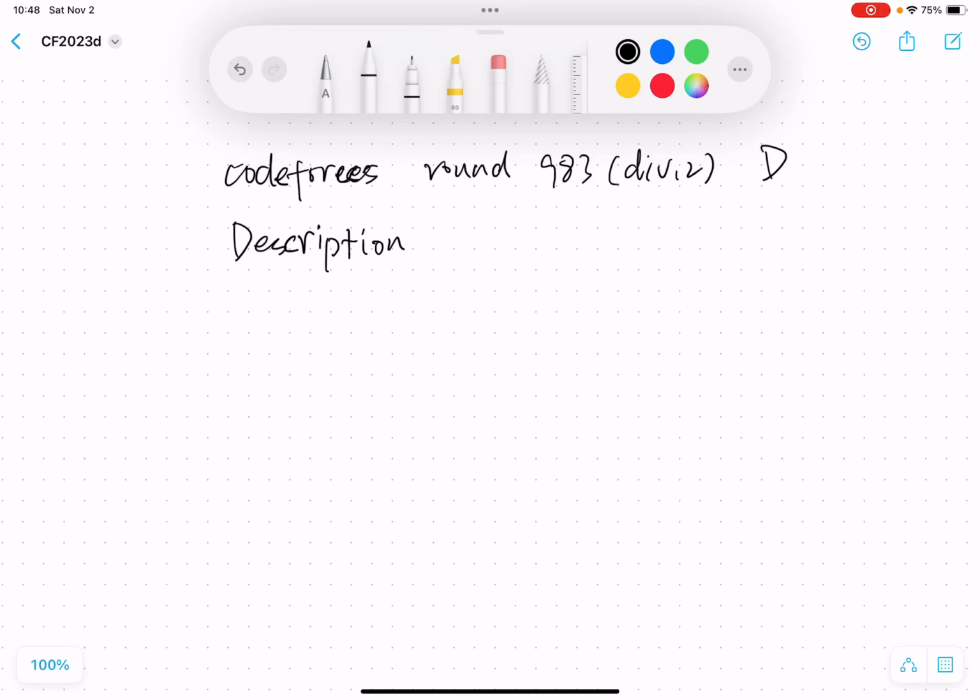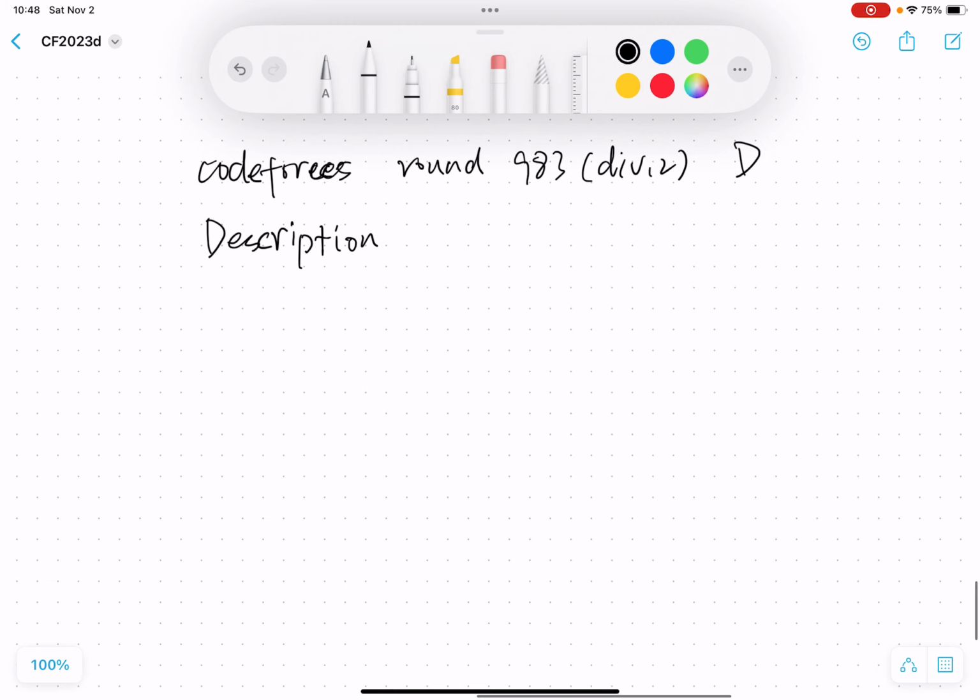Today let's talk about Codeforces Round 943 problem D. First part is the description. We are given an integer n. That means there is a tree that contains n nodes. We need to return the structure of this tree. That means we need to return the parent node for every node.